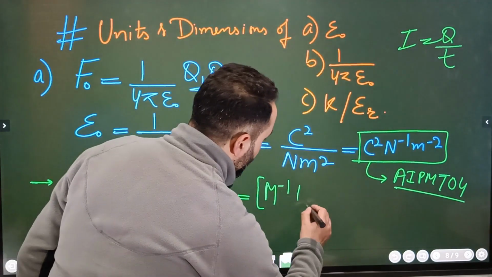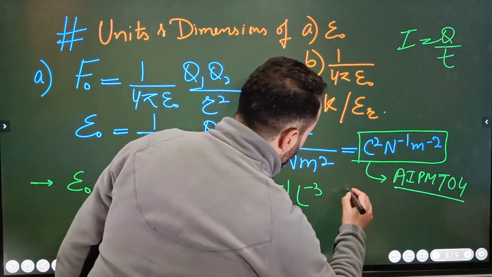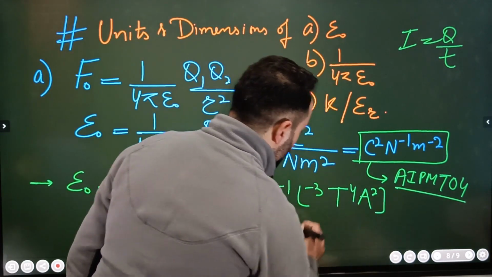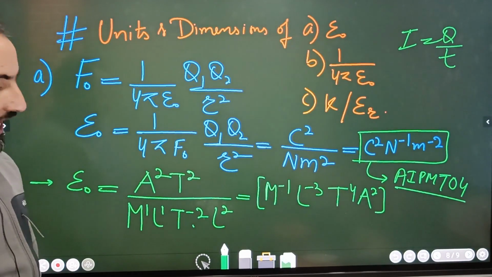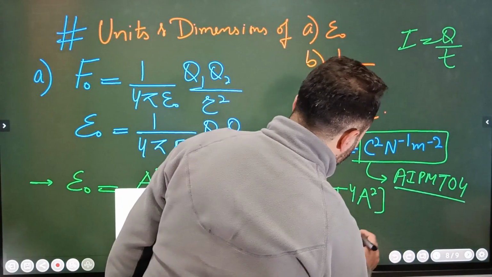So what in the numerator what will be? L minus 3. ठीक है बेटा? L minus 2 तो आएगा बेटा क्या? T4. ठीक है ना बेटा? T4 and A2. Okay. ठीक है बेटा? So this is the dimensional formula of what? Epsilon naught. जो बेटा ये क्वेश्चन है, this question has been asked in JEE Main 2013.